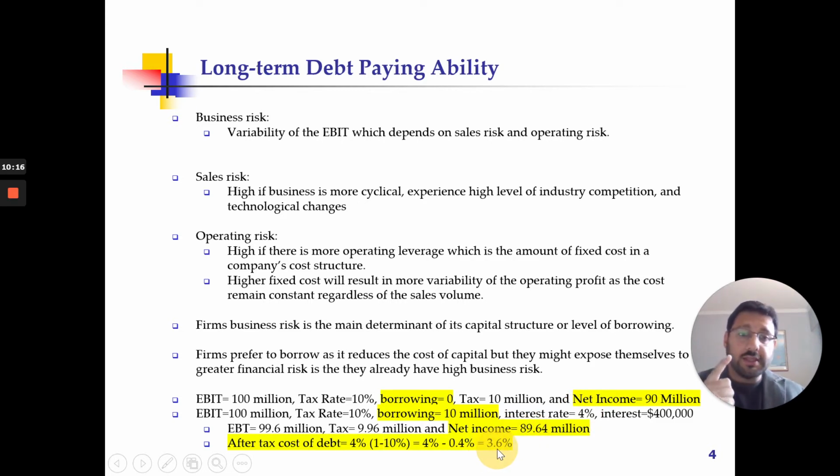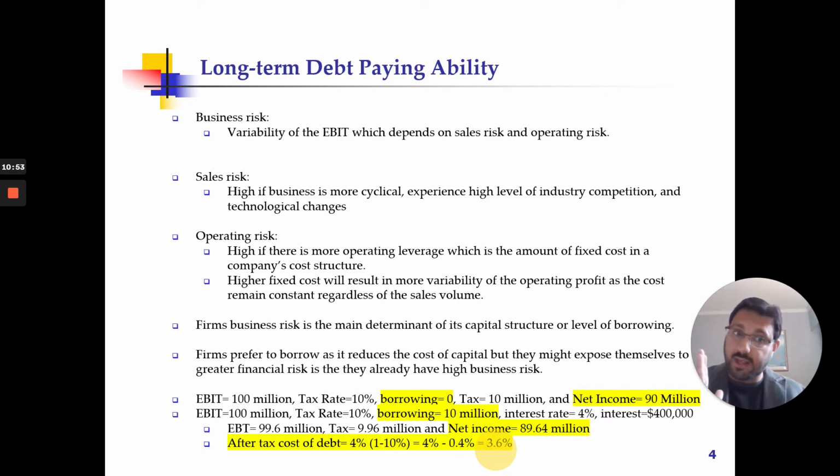So first of all, the cost of debt is low because it's less risky compared to equity. The equity holders want more return because of the higher risk. On top of that, because the interest is tax deductible, there is a further saving. So with the 10 million borrowing, the firm is not paying the 4% interest rate which is mentioned on paper. In fact, effectively, they are just paying 3.6%. So this is an important point why firms actually want to borrow.